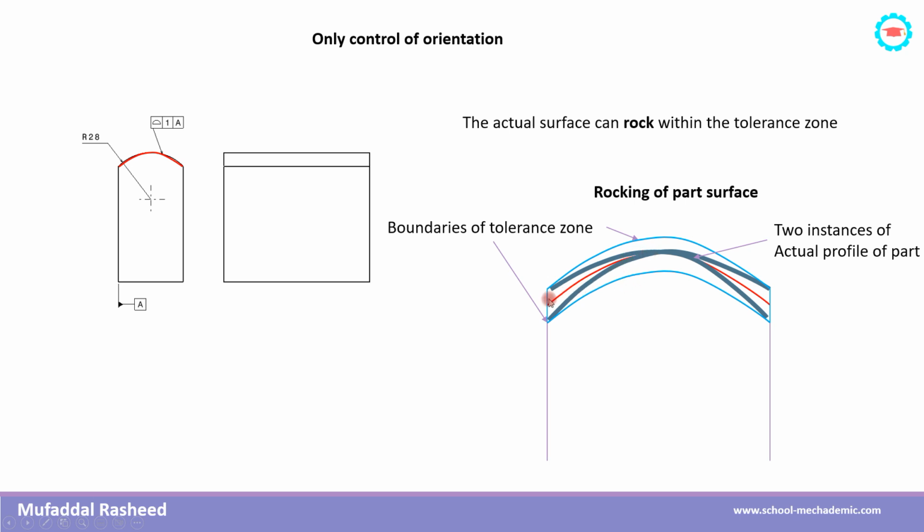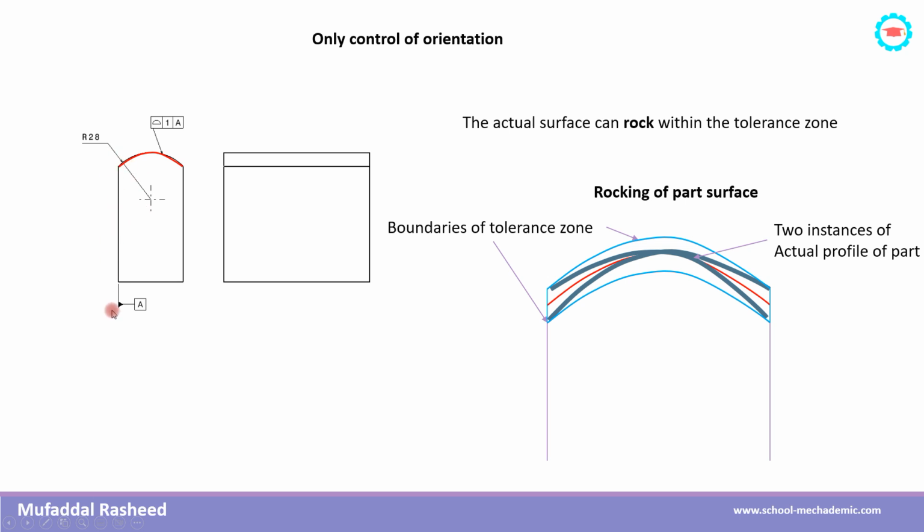So basically we are defining the orientation of the actual surface with respect to datum feature A, which is this line. That orientation change is resulting in spinning or rocking of that feature. And that rocking of the part surface is being controlled when we use this profile control with a single datum, and when that datum is defined as the side wall of this component.